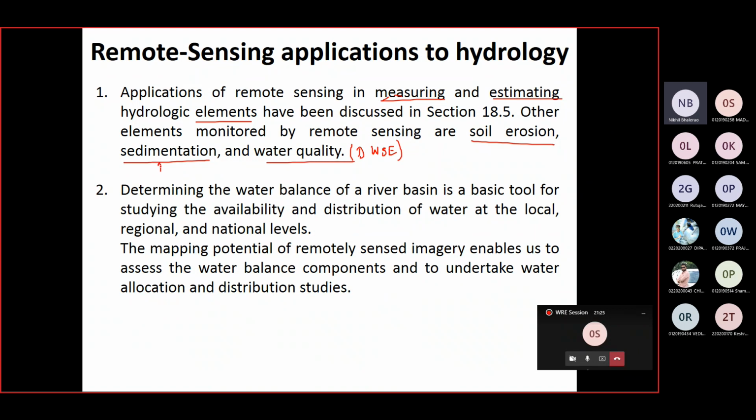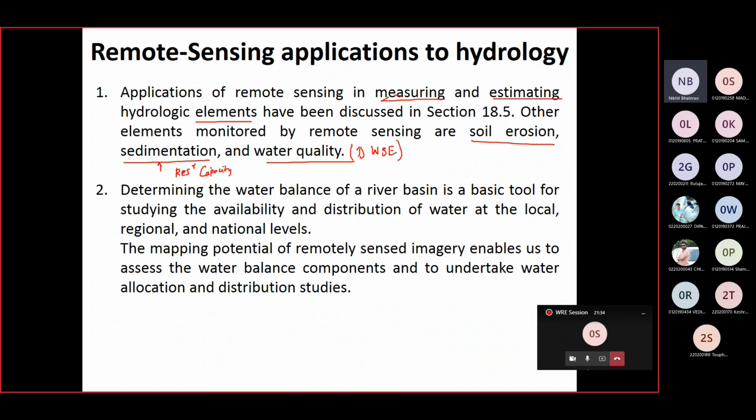Sedimentation is going to relate to reservoir capacities. You have studied about reservoirs in water resources engineering. Their capacity may get reduced with respect to time due to sedimentation. That sedimentation analysis can be carried out with the help of these remote sensing applications. That is one part of hydrological parameters: sedimentation analysis of reservoirs can be carried out with remote sensing data.